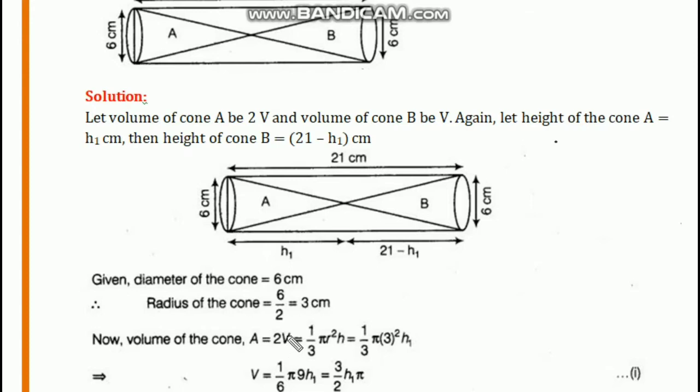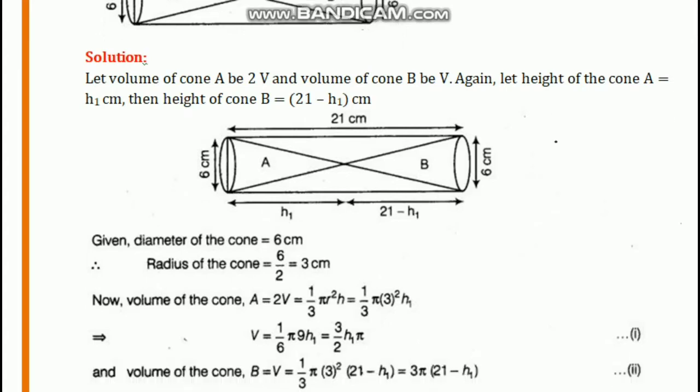So A equals 2B. The volume of cone is 1 by 3 pi r square h. Here we know the radius. The diameter is 6 centimeter, so the radius is 3, and 3 square is 9. Next, this 2 transposes to the right hand side. It comes to the right side in division, so 1 by 6 into 9 h1 pi. Simplifying 9 and 6, we get 3 by 2 h1 pi. So the volume of cone A is 3 by 2 h1 pi.